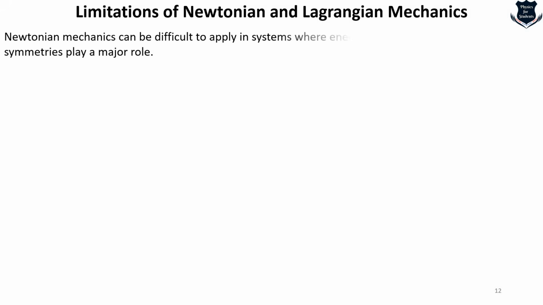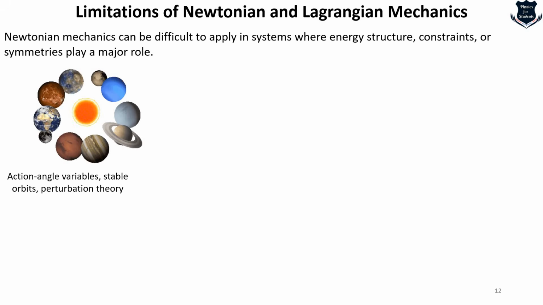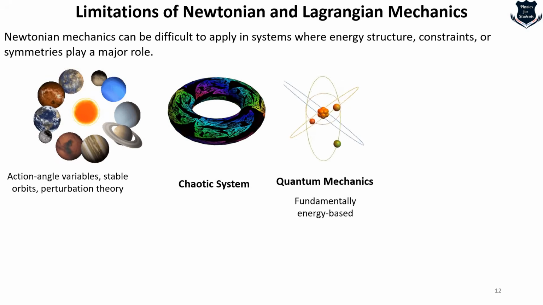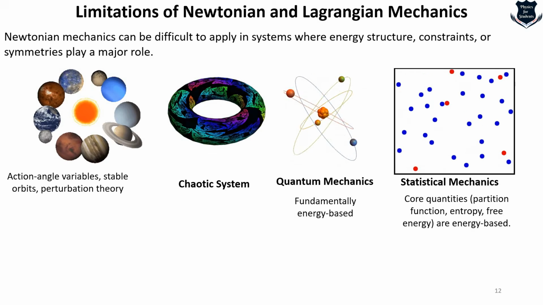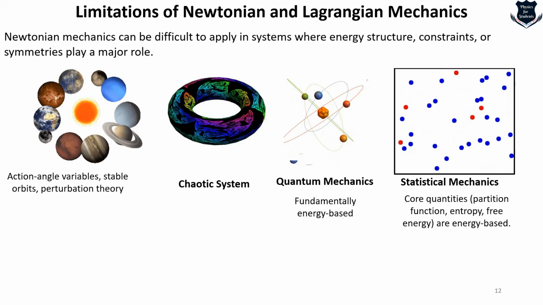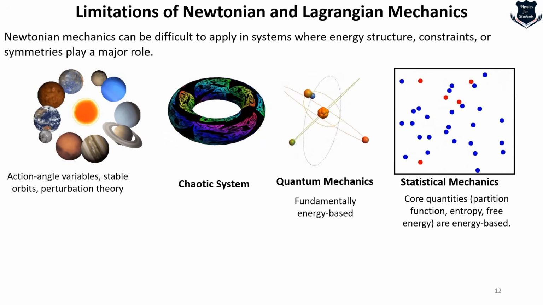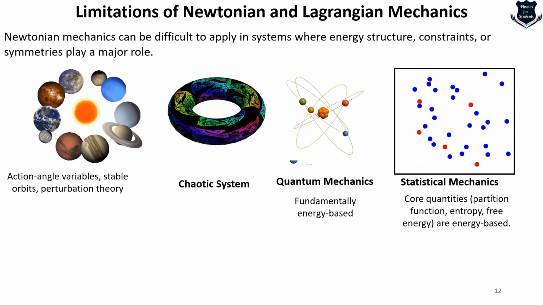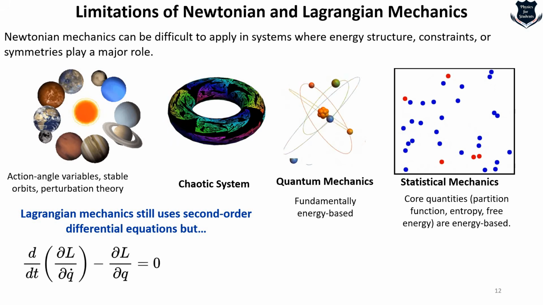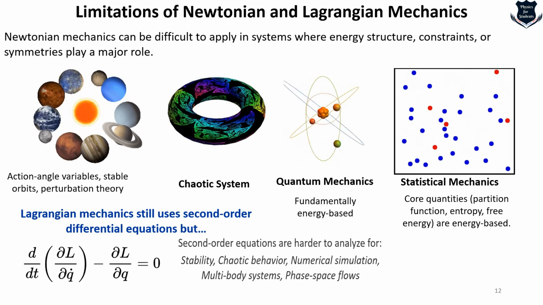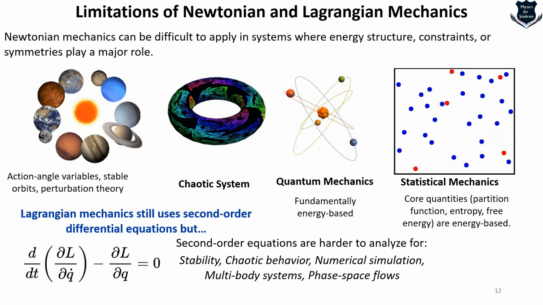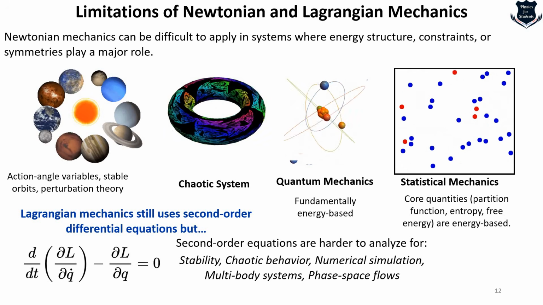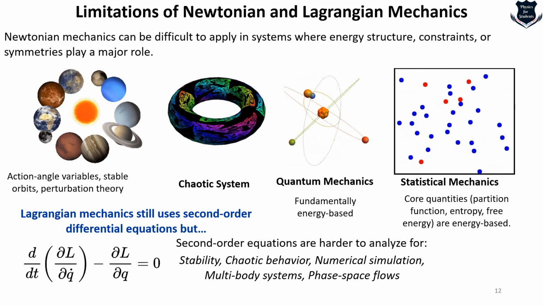So here you can see Newtonian mechanics can be difficult for these kinds of systems where we are trying to describe action-angle variables, stable orbits, chaotic systems, quantum mechanics, which is fundamentally very much energy based, and statistical mechanics, which at its core uses things like the partition function and entropy, and these are all what we call energy based. So Lagrangian mechanics is good, but it still uses second order differential equations. But second order differentials are harder to analyze when we are dealing with stability, chaotic behavior, numeric simulation, multi-body systems, phase space flows, and so on.